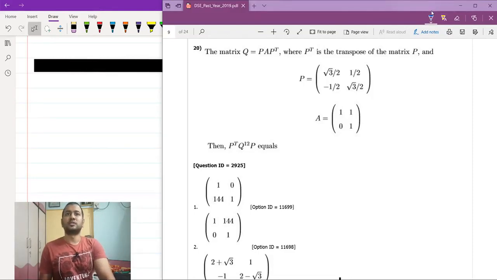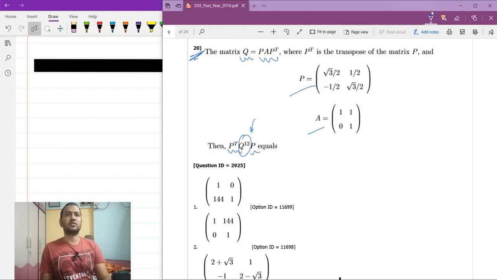Okay, now question 20. We have been given a matrix Q, which is P A P transpose, where P and A matrices are given, and we have to find the value of P transpose Q to the power 12 P. So first of all, let's look at what happens when I do Q square.